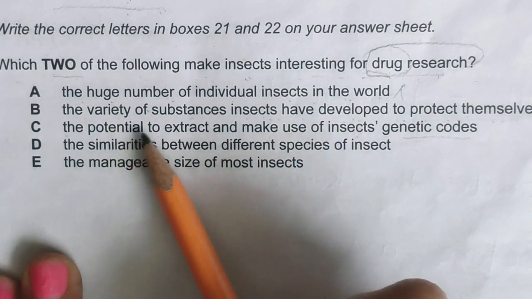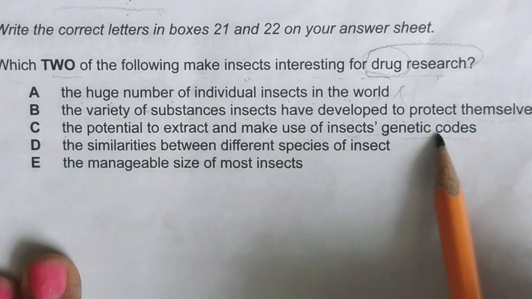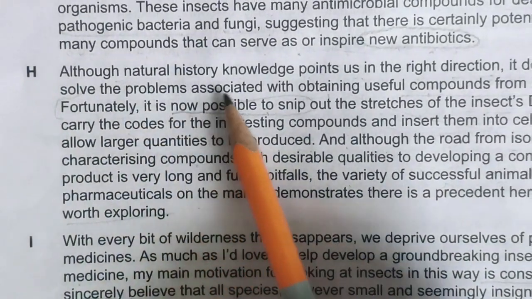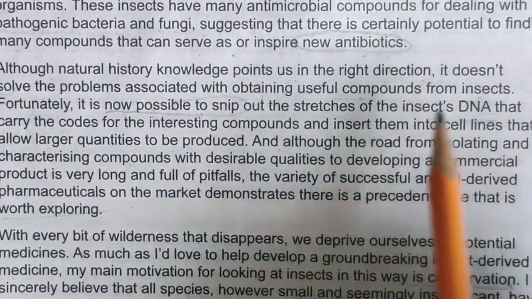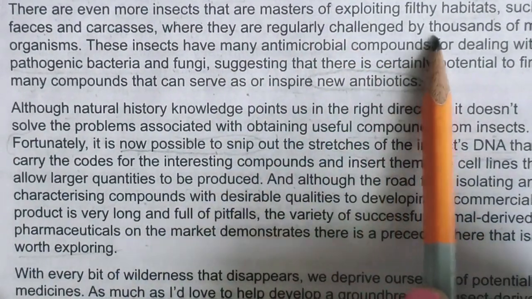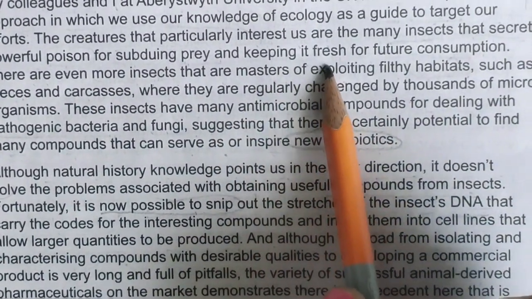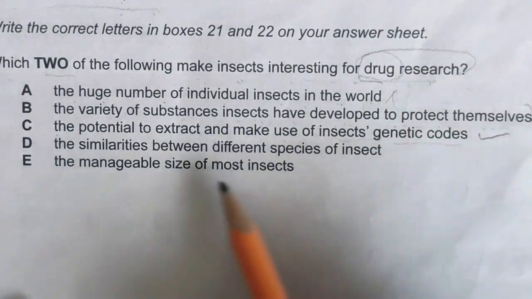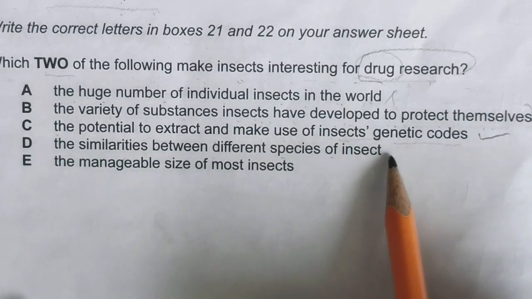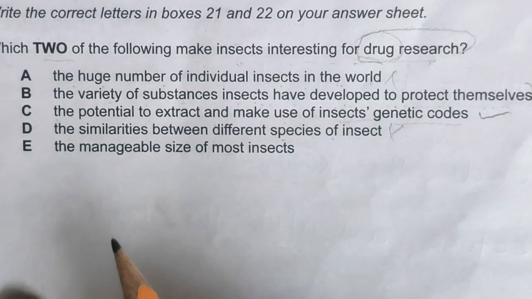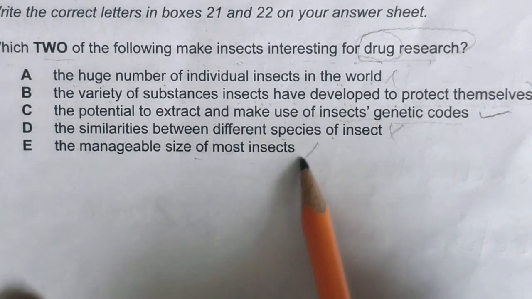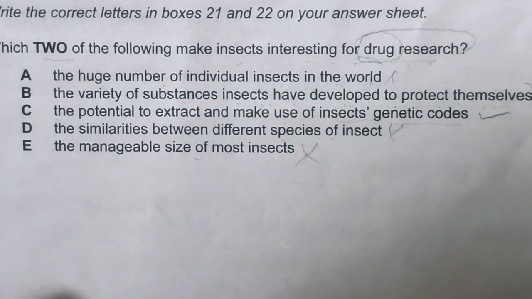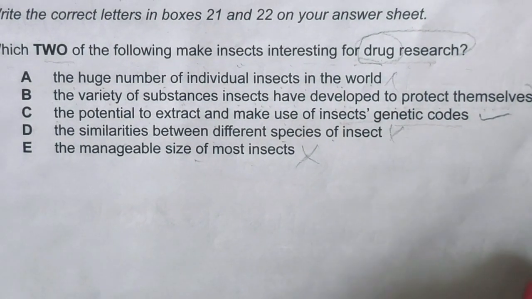And C, the potential to extract and make use of insects' genetic code, because now it is possible. They are just saying, fortunately it is now possible to snip out these strategies. And here, regularly challenged, they are masters of exploiting filthy habitats such as these. So both options are given, but not the similarities between different species of insect. It was not given anywhere. The manageable size of most insects? No, they are very tiny. They have written it in the passages. Now we have done this thing also.